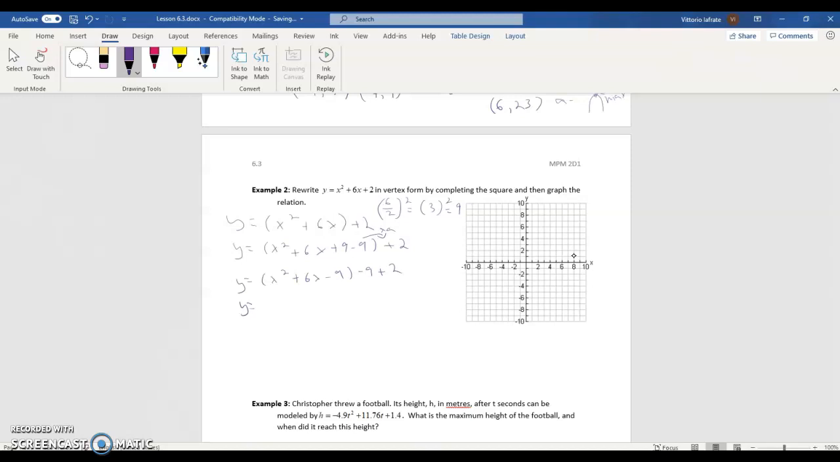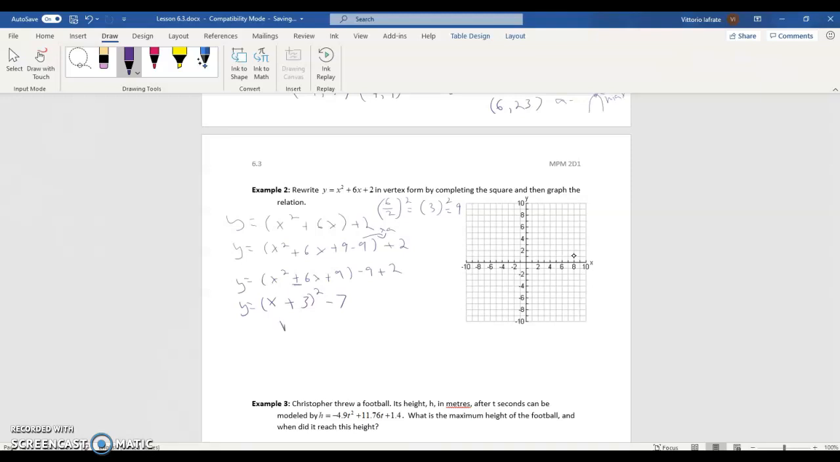So y is equal to, let's do the perfect square here. So we have square root of 1x squared is x. That should be plus 9 there. Square root of 9 is 3. Our positive sign here means that this is positive over here. Don't forget to square there. And then minus 9 plus 2 is minus 7.